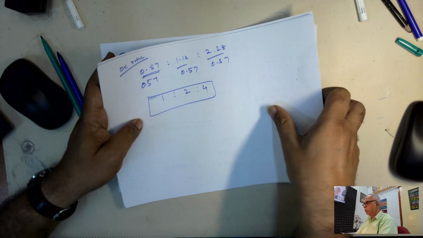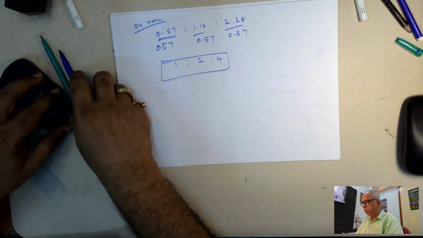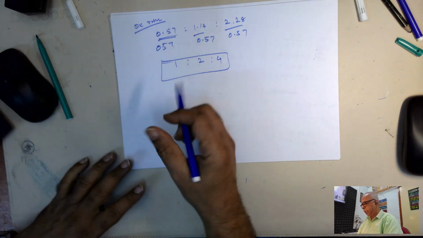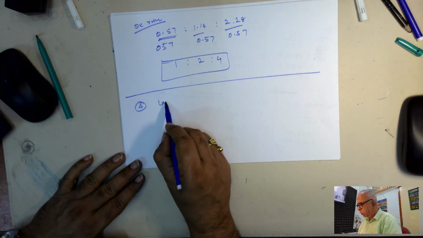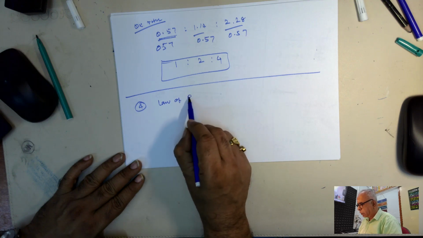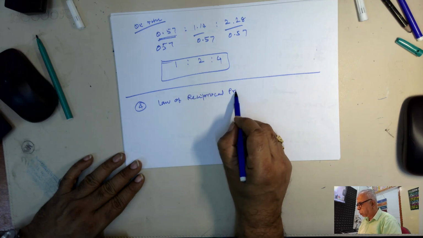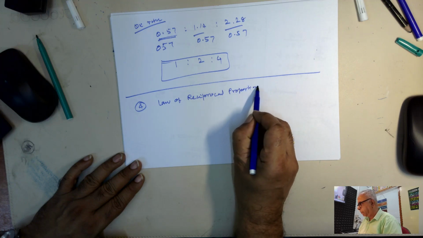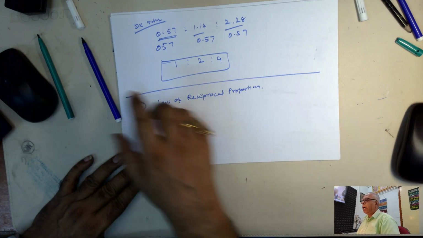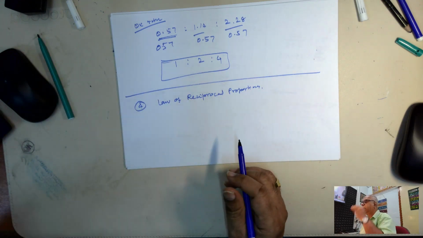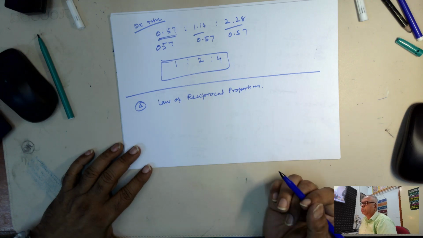Okay, got it? Right. And the fourth one is the law of reciprocal proportions. Fourth law, the law of reciprocal proportions. In this case, actually, this law was given by Richter in 1792.